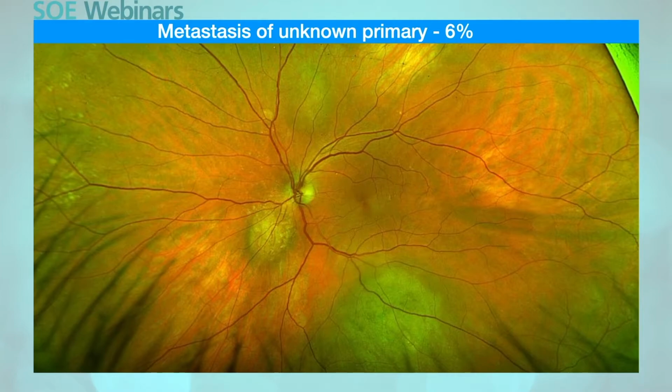And number two, it can be really cumbersome and a lengthy process to do all the scans and screens to find out where the primary is. With a biopsy, you have the result in 1 or 2 days. So this turned out to be a breast carcinoma. So you shortcut the diagnostic circle.